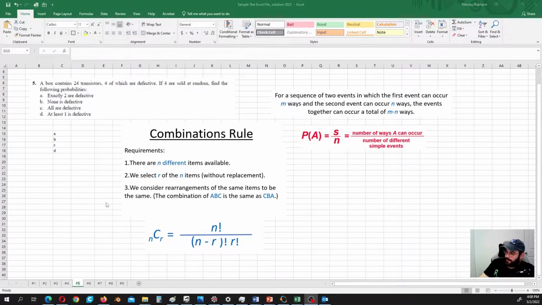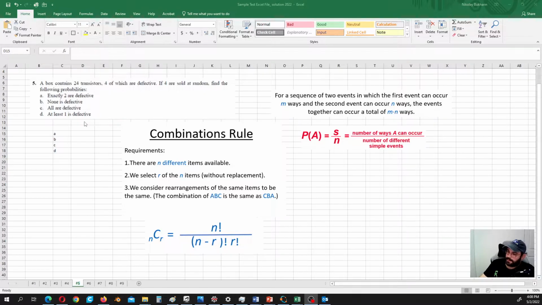Okay, problem number 5, and this problem is going to be about counting rules and definition of probability. We have a box which contains 24 transistors, 4 of which are defective. If 4 are sold at random, find the following probabilities. Exactly 2 are defective, none is defective, all are defective, and at least one is defective.